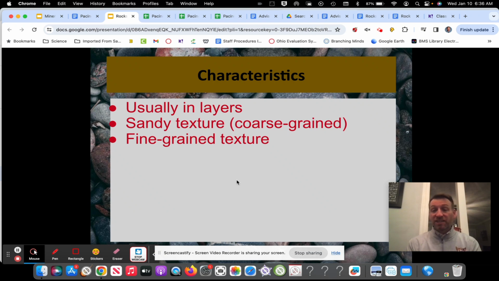Now, it does help with identification of the sedimentary rock because certain sedimentary rocks like sandstone have a sandy texture and other ones like shale have a fine-grained texture. And so you know that if it's a rough texture, can't be shale, okay?